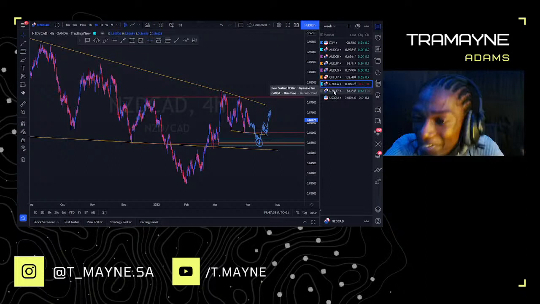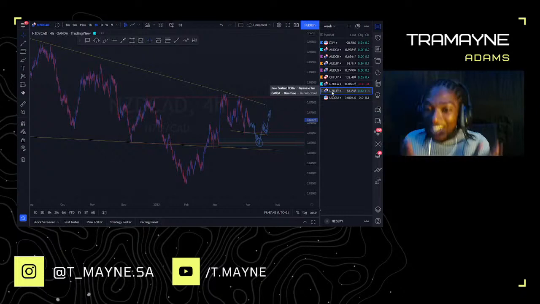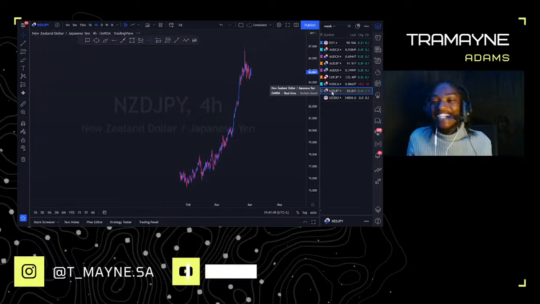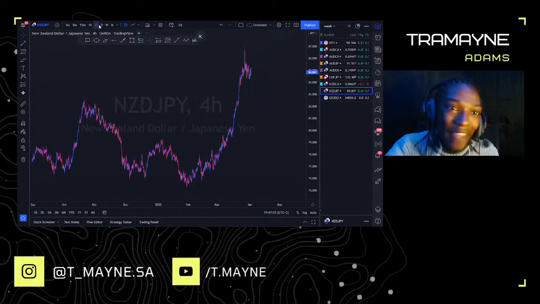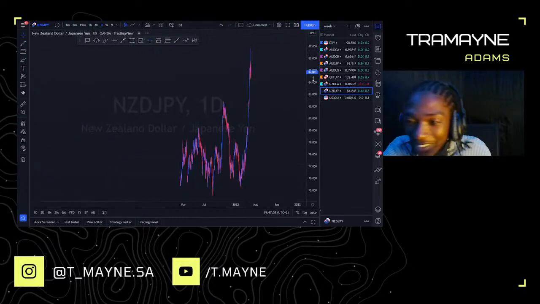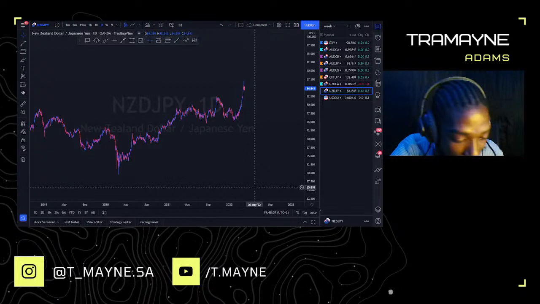Let's go on to some New Zealand dollar JPY, guys. Let's get into some New Zealand dollar JPY. This art that we're doing here, this art can make you money, if you take it seriously enough and you read instead of imposing your own opinion. New Zealand dollar yen, another JPY cross pair. I'm destroying things over here.